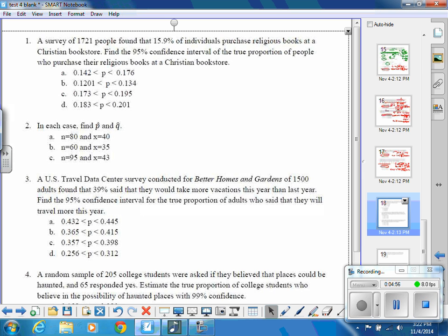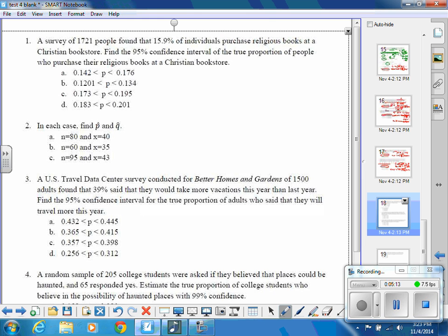Now this is moving on to 7.3. Okay. Now 7.3 is about the P. It's a little different. Same type of stuff, but just a little different. If we notice right away, a survey of 1,721 people, hey, we're not using that teacher, okay?